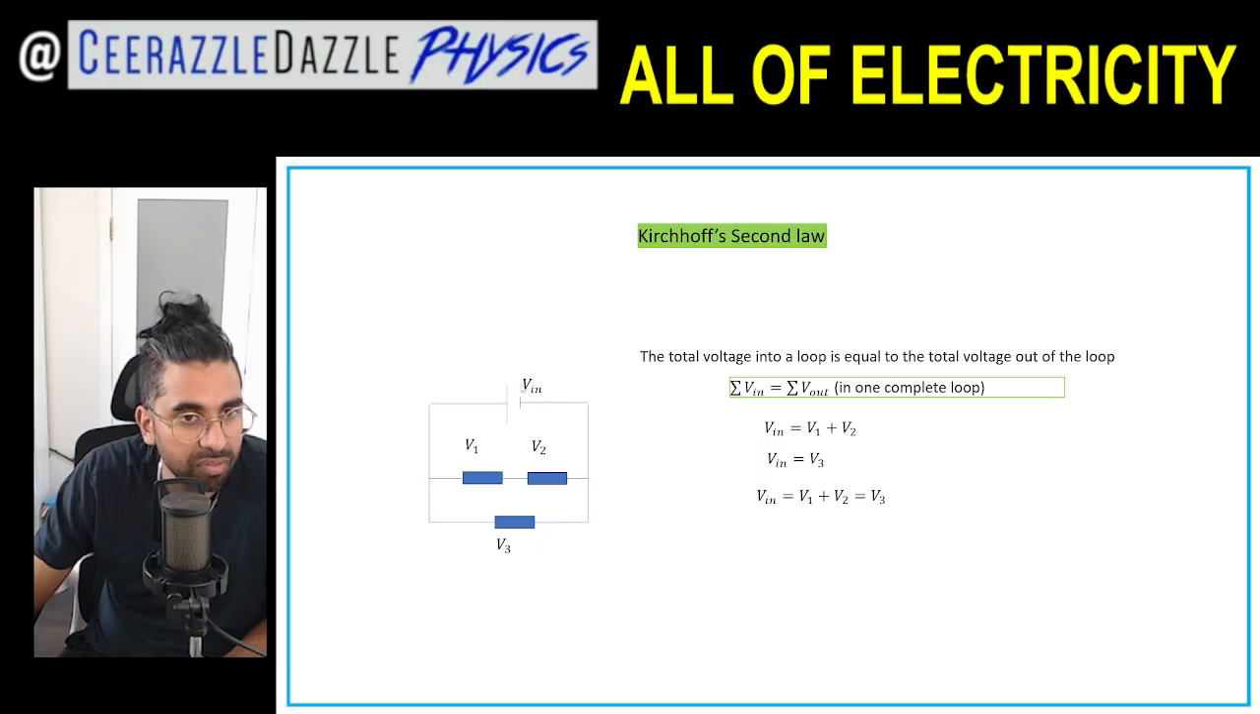So in this case, look, the voltage going in is equal to V1 plus V2. So V in is equal to V1 plus V2. But there's also the next loop, where V in is also equal to V3. So therefore, in general, you could say that V in is equal to V1 plus V2, which is also equal to V3 in this case, which is going to be Kirchhoff's second law.